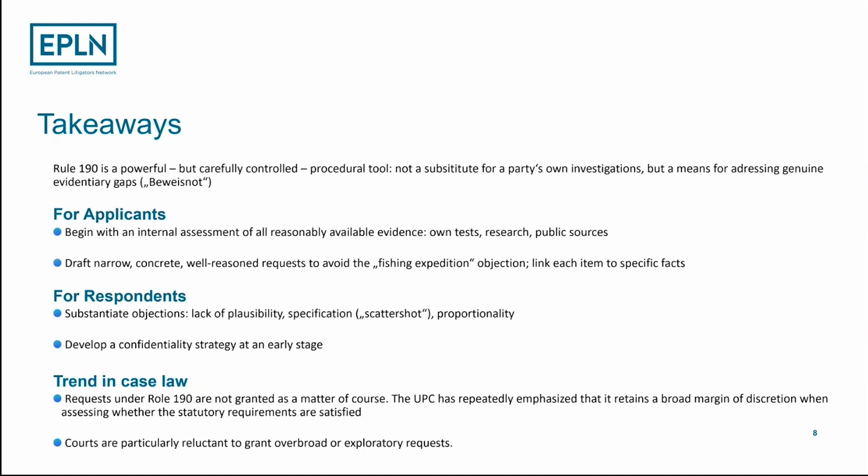For respondents, on the other hand, you should also always try to tackle the lack of plausibility, the lack of specification, the already mentioned scattershot approach, and maybe also the question of proportionality, which means: is it really at this stage of the proceeding relevant, for instance, to put so much effort into producing this particular evidence? And what is also important, and that brings me back to Rule 262.8, you can always be hit by such a Rule 190 application. So therefore, it's highly recommended to have a confidentiality strategy at hand for such cases if you consider it likely to be sued out of a unitary patent.